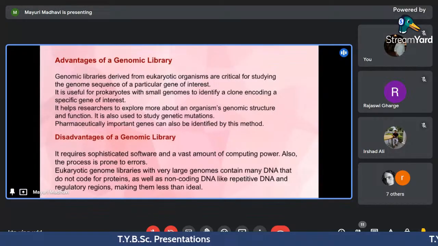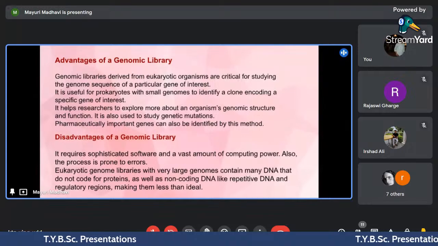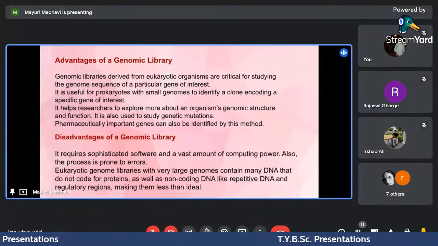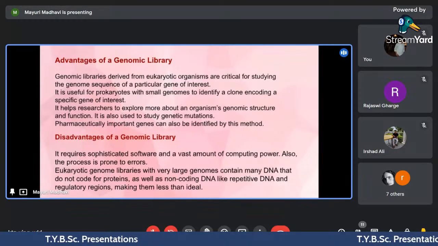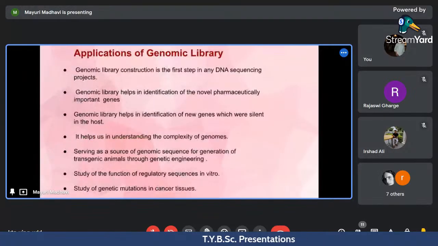Disadvantages of genomic libraries are: it requires sophisticated software and a vast amount of computing power, and the process is also prone to error. So eukaryotic genome libraries with very large genomes contain a lot of DNA that does not code for proteins, as well as non-coding DNA like repetitive DNA and regulatory regions, making them less than ideal.